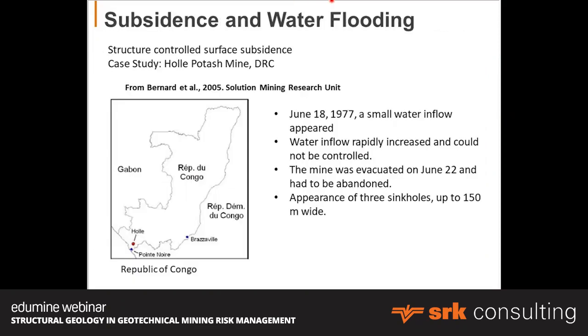Here's an example case study from the Holder Potash mine in the DRC. Okay, and here what we see is that a small water flow appeared on a very small fault in the development end, on June the 18th, 1977. Okay, it started to rapidly increase in water flow, and the mine was evacuated on June 22nd.